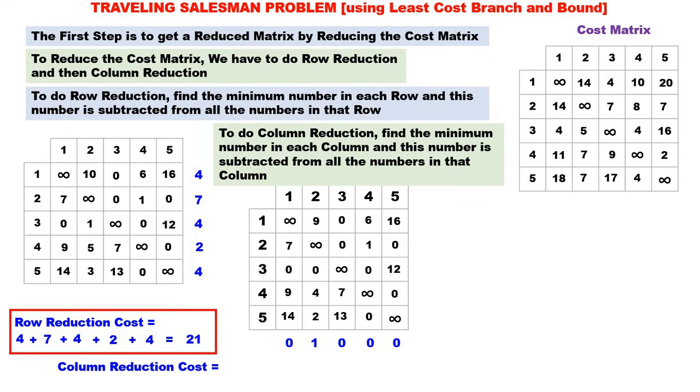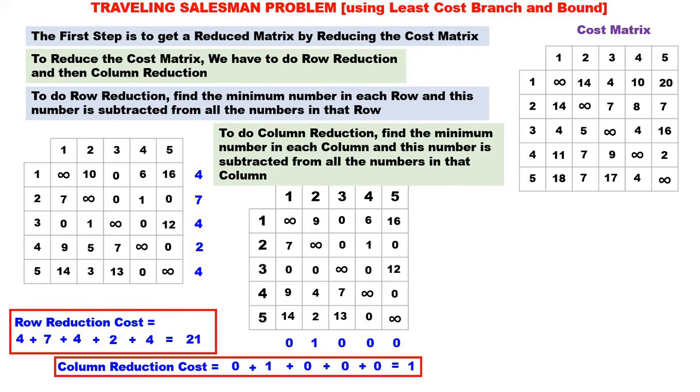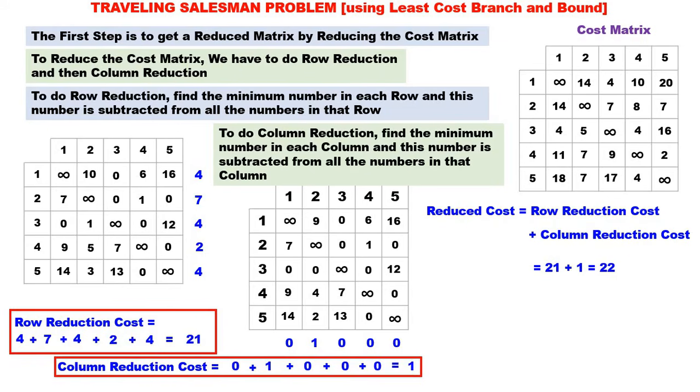Now column reduction cost is 0 for the first column, 1 for the second column, again 0 for the third column, 0 for the fourth column, 0 for the fifth column. So totally it is 1. So the column reduction cost is 1. Now, what is the reduction cost totally? Row reduction cost plus column reduction cost. In our case, it is 21 plus 1, it is 22.